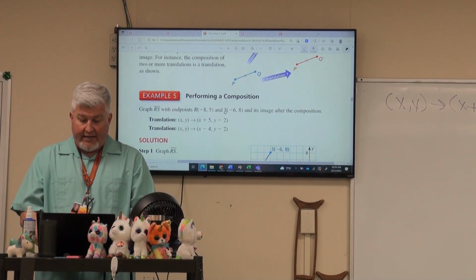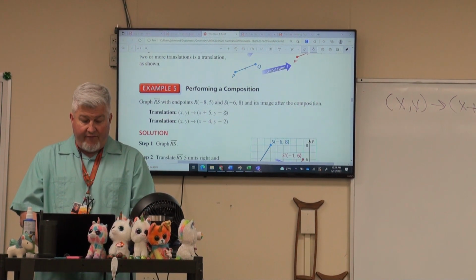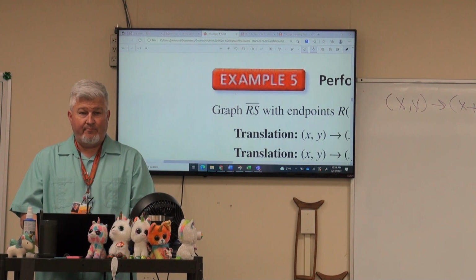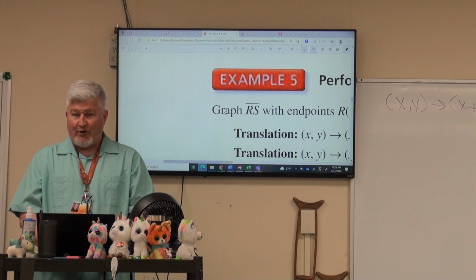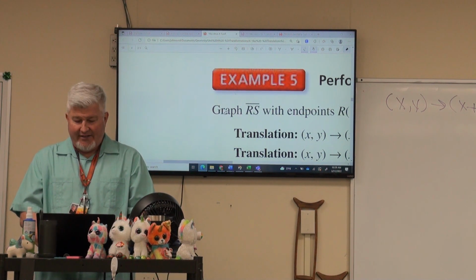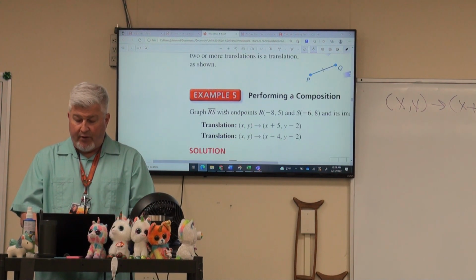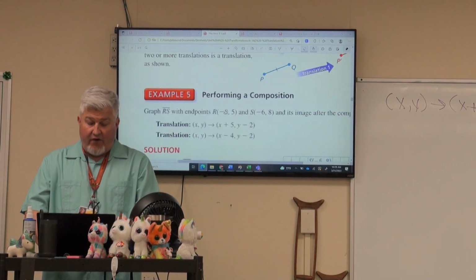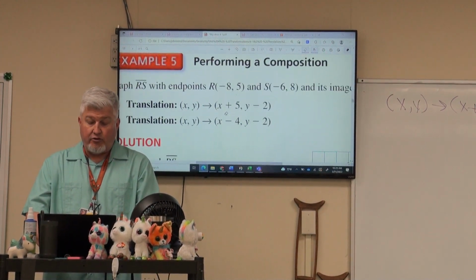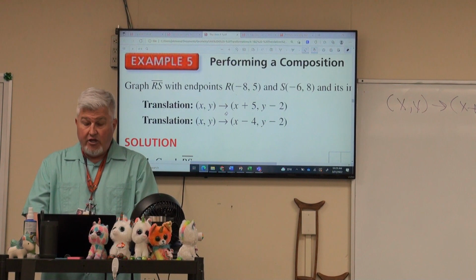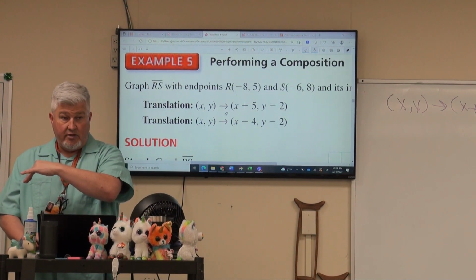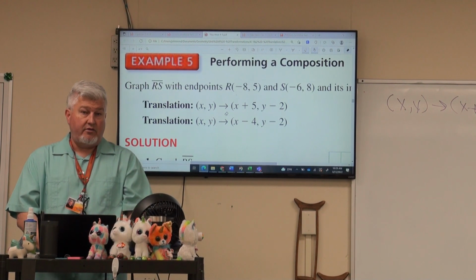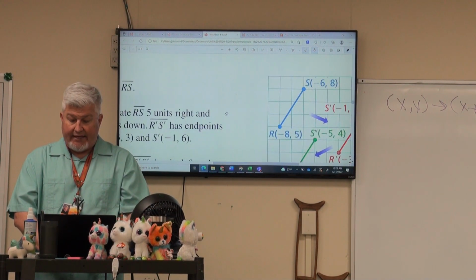So, performing a composition. Graph segment RS, going all the way back to our very first chapter, right? Graph segment RS with endpoints of (-8, 5) and (-6, 8), and then its image after the following composition. So you see here we have 2 translations. You do one translation, and then from there, you do the other translation. And here's what it would look like.